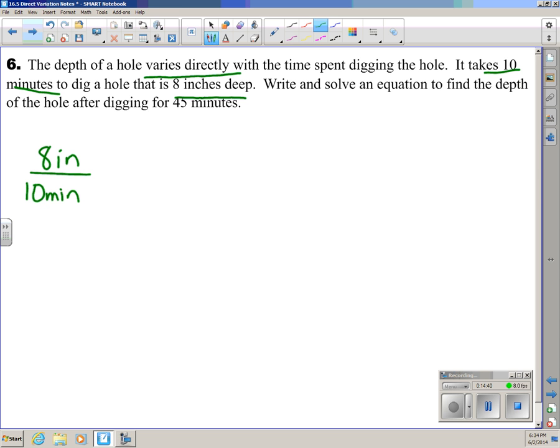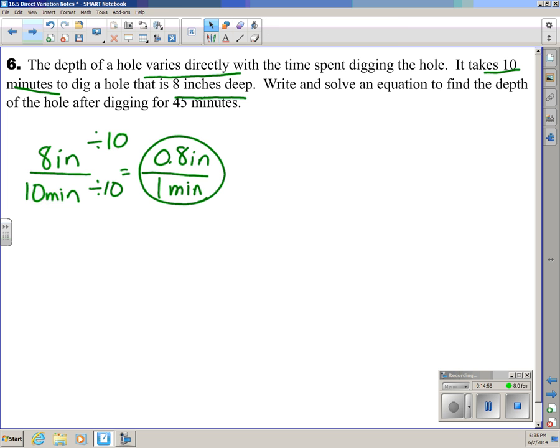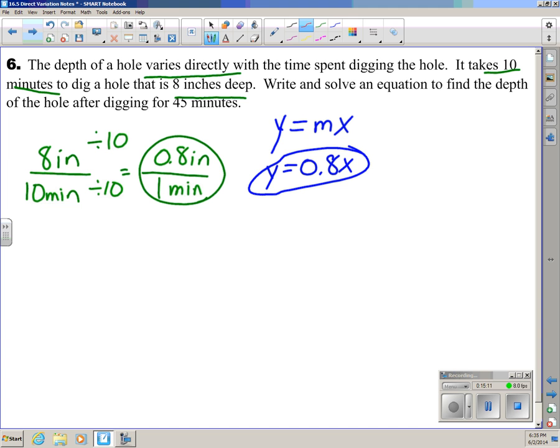It's asking us to write and solve an equation, so we need to find the constant of variation. So we should divide by 10. This tells me that there's 0.8 inches can be dug in 1 minute. So that is your constant of variation, which means your equation, remember, y equals mx. So y equals 0.8x.